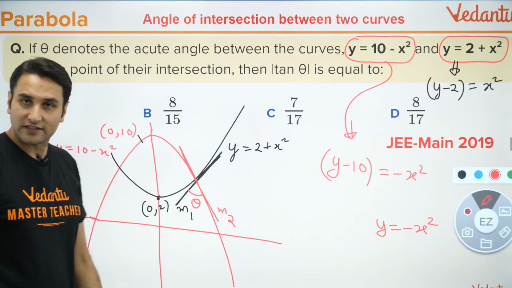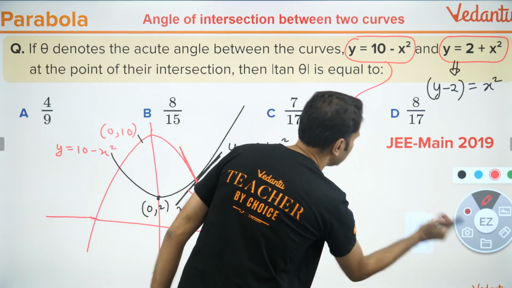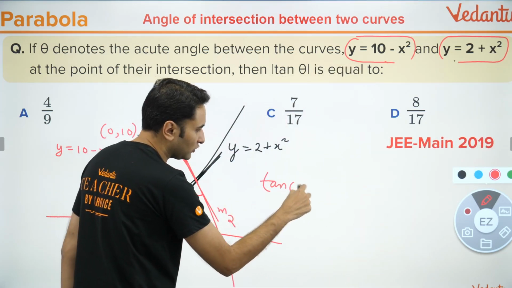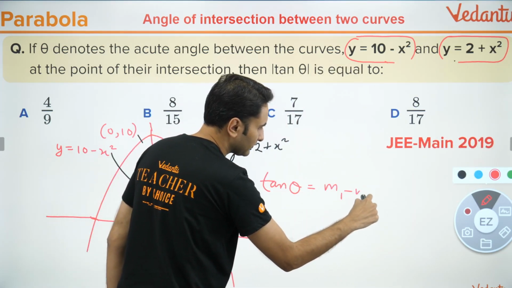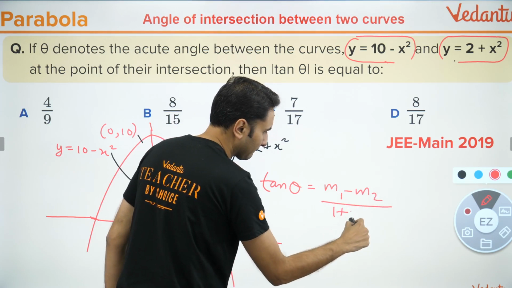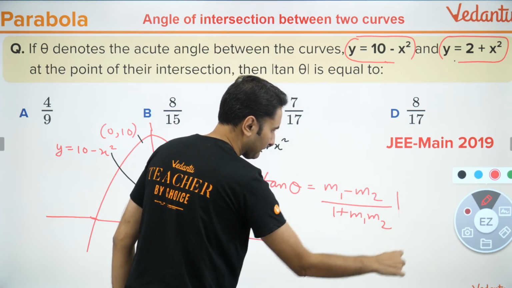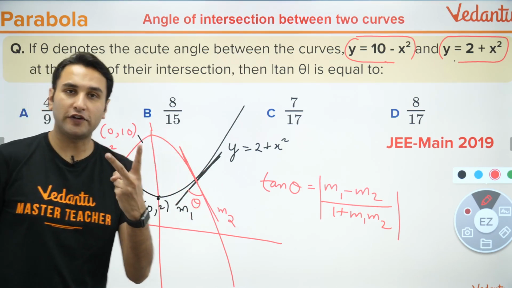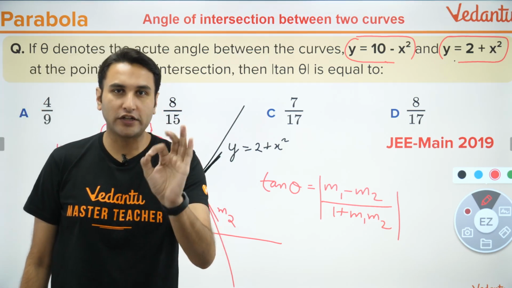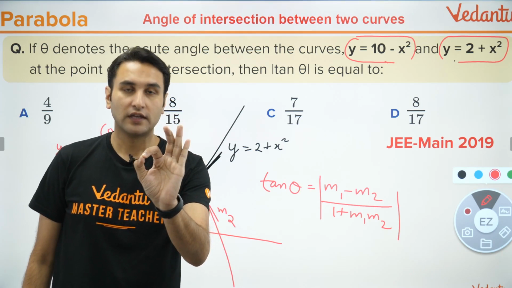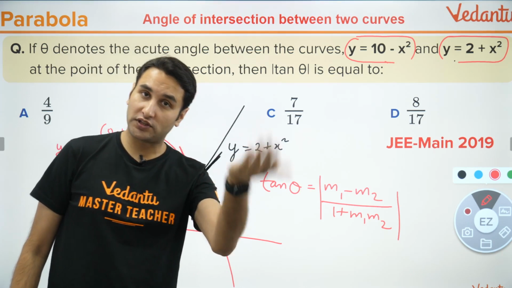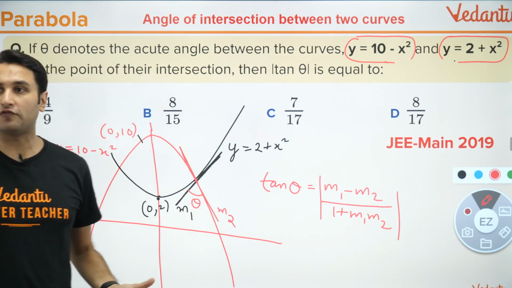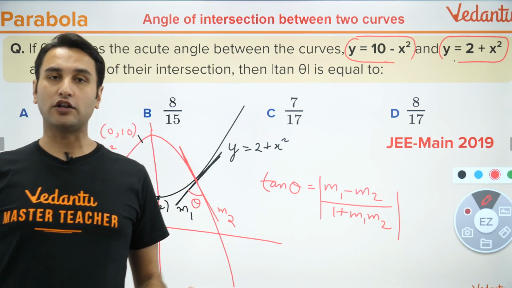Theta. What is tan theta? बच्चों, what is tan theta? Tan theta कितना होता है? If the two slopes are known, right? So what is the angle of intersection between two curves? At the point of intersection, make the tangents to both the curves. The angle between their tangents is called the angle of intersection.